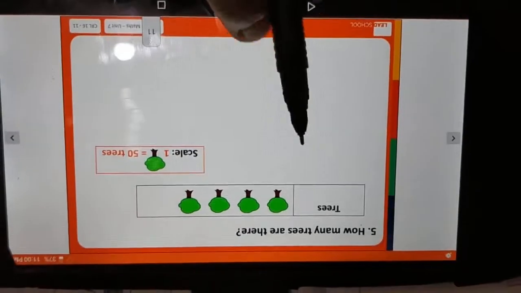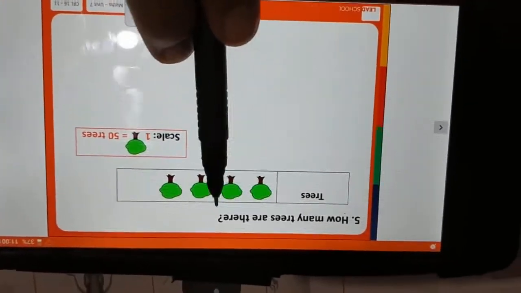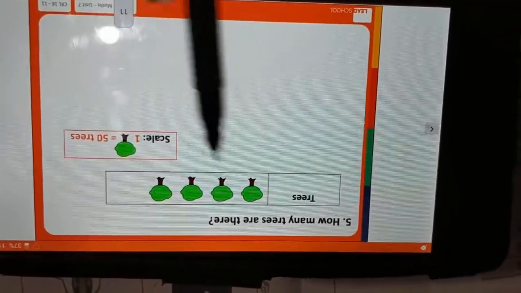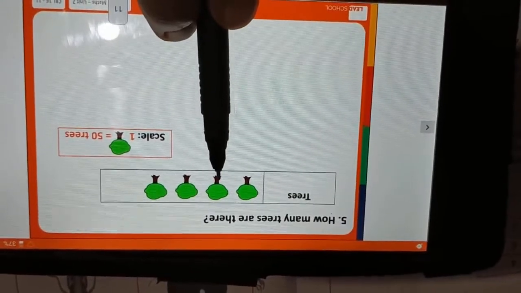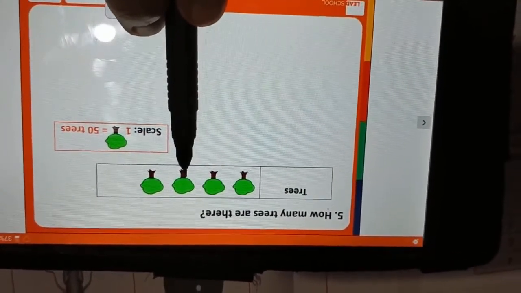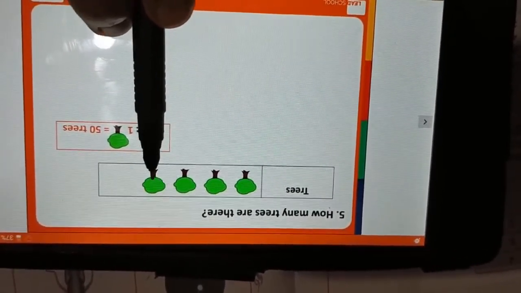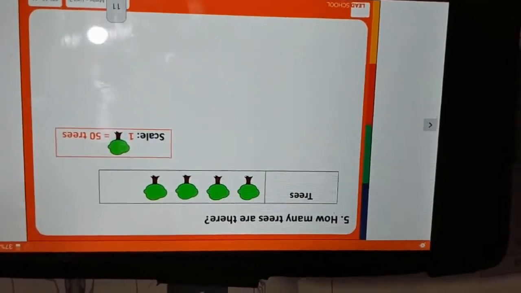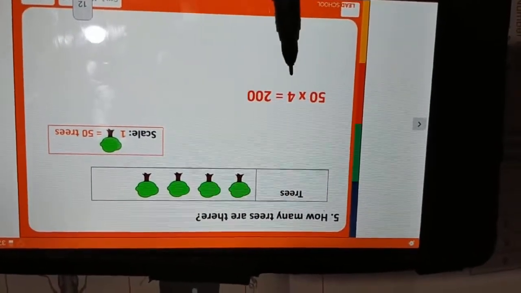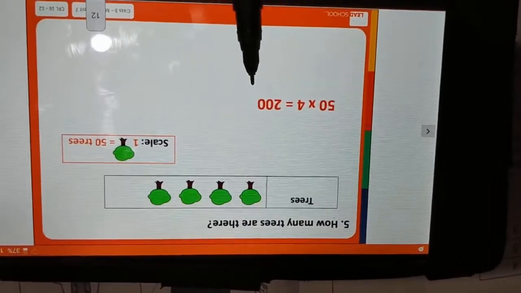Next question. How many trees are there? One tree is equal to 15. 15 plus 15 is 30, 30 plus 15 is 45, 45 plus 15 is 60. So the answer is 15 into 4, which is equal to 60.